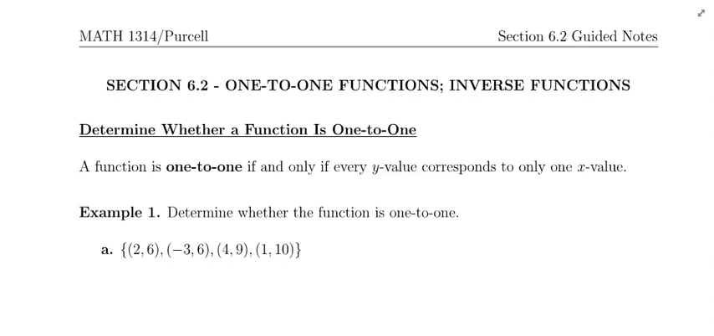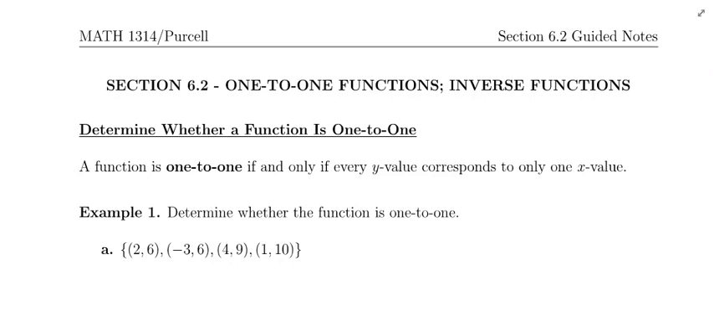So go ahead and look under where it says determine whether a function is one-to-one. Okay, so let's talk about what this phrase one-to-one means. It says a function is one-to-one if and only if every y value corresponds to only one x value. Read it again. A function is one-to-one if and only if every y value corresponds to only one x value. There's a couple of things that you really need to concentrate on in that statement.